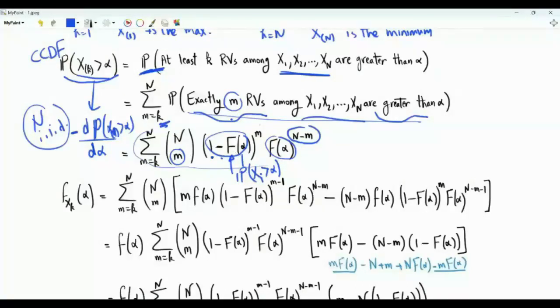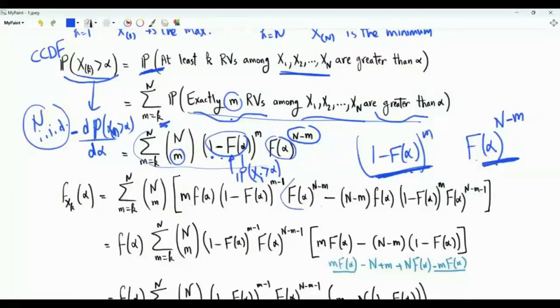Inside the summation, we have two functions of alpha. We have (1 minus F of alpha) to the power m, that's one term, and then this is multiplied by F of alpha to the power big N minus m. We can apply the rule for differentiating the product of two functions. So here we have a term in which we differentiate first with respect to this guy, keeping this as a constant. So this one, here it is.